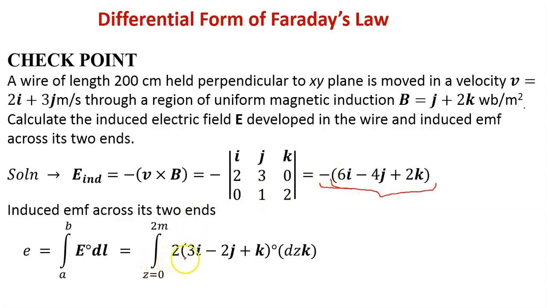So 2 is common, 3 i minus 2 j plus k dot dl bar, where dl bar is along the z axis perpendicular to the xy plane, meaning dz into k cap can be its representation. So k dot k will be 1, other dot products are 0, and we are left with 2 dz. Integration of dz will be z, and z is running from 0 to 2, upper limit minus lower limit. We are left with 2 into 2, that is 4 volts.